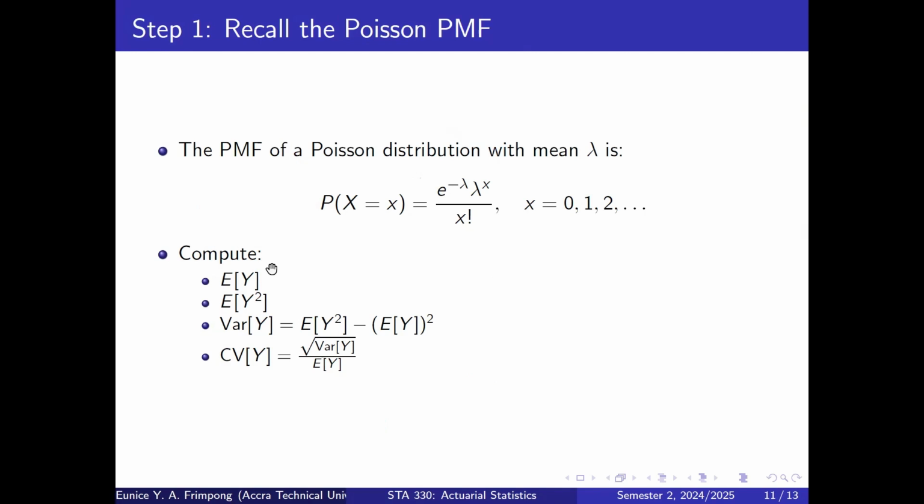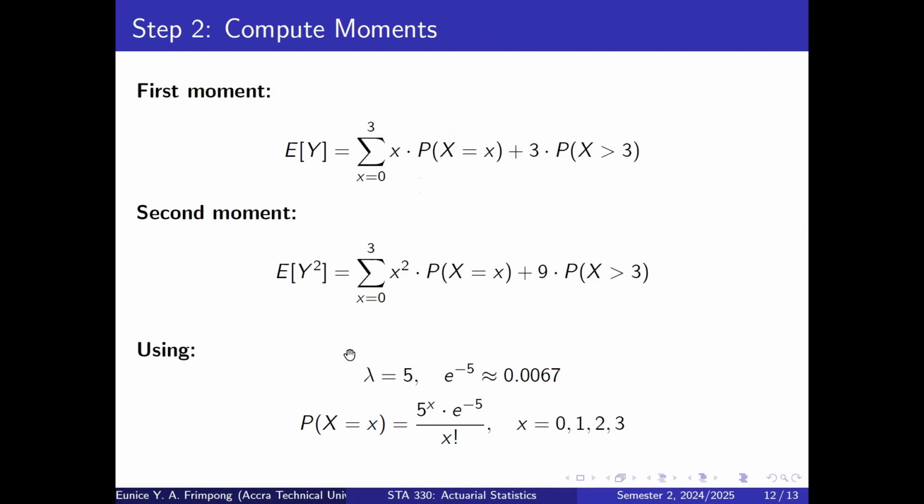So we'll start by computing the expected value of Y. Then we'll find the second moment of Y. Then we find the variance of Y, which is the second moment of Y minus the first moment of Y squared. Then we find the coefficient of variation of Y, which is the standard deviation of Y over the expected value of Y. So the first step, the expected value of Y, is equal to the sum of x times the probability that X is equal to x, with x running from 0 to 3, or is equal to 3 if X is more than 3.